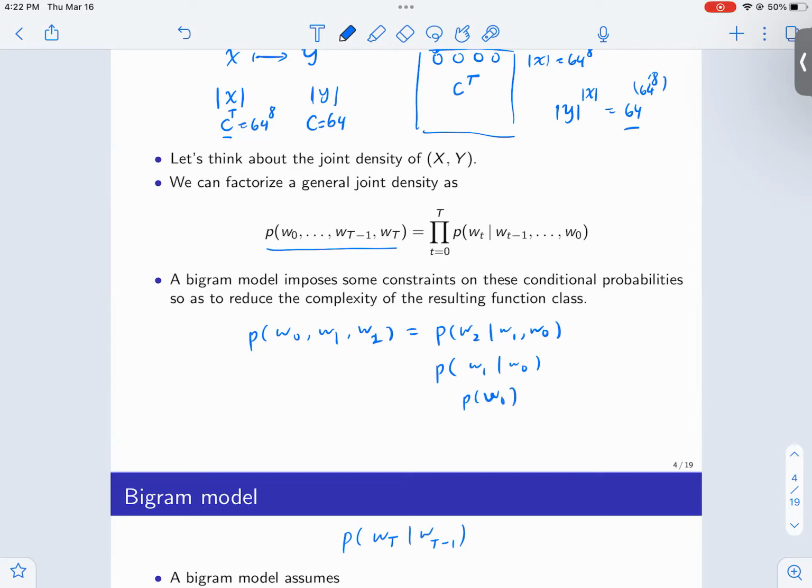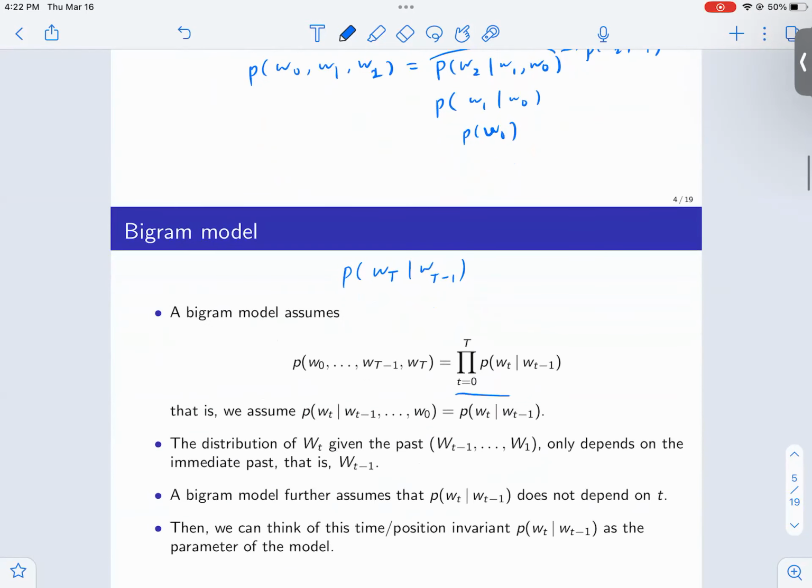That you can verify. It's not difficult. And then what you're doing is saying, for example, this doesn't depend on W0 once I condition on W1. If you write this down, it's just going to be a product of these pairs of words. So this is called a Bigram model.